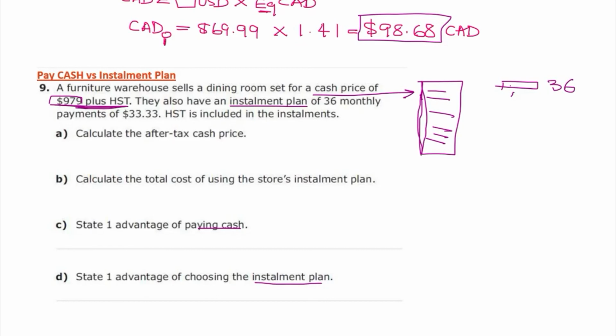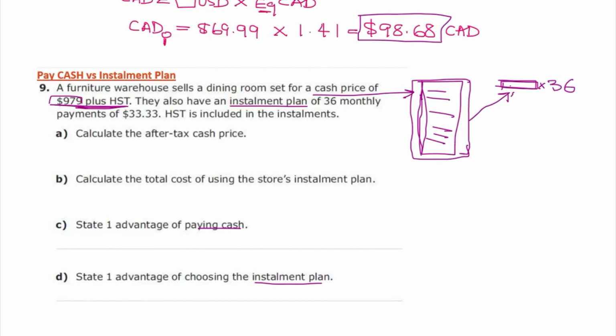So you're going to pay this with HST included 36 times in order to satisfy this whole amount that you would have paid in cash. So instead of paying this in cash, you will have to pay this amount 36 times in order to satisfy that box. So the question here says to calculate the after-tax cash price.